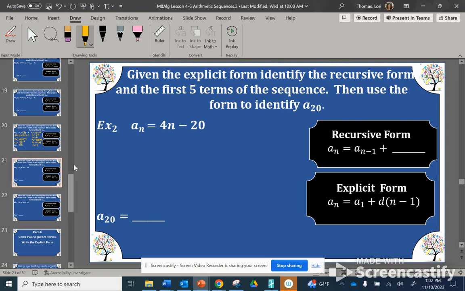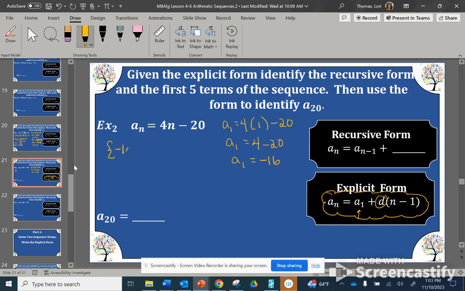Okay, again, we are given the explicit form. It's in its condensed version from this. So this is how we initially write the explicit form. Put in the first number plus the common difference. And then we would simplify. So to get our first number, we're going to plug in a 1. 4 times 1 minus 20. And our first term is going to be negative 16.